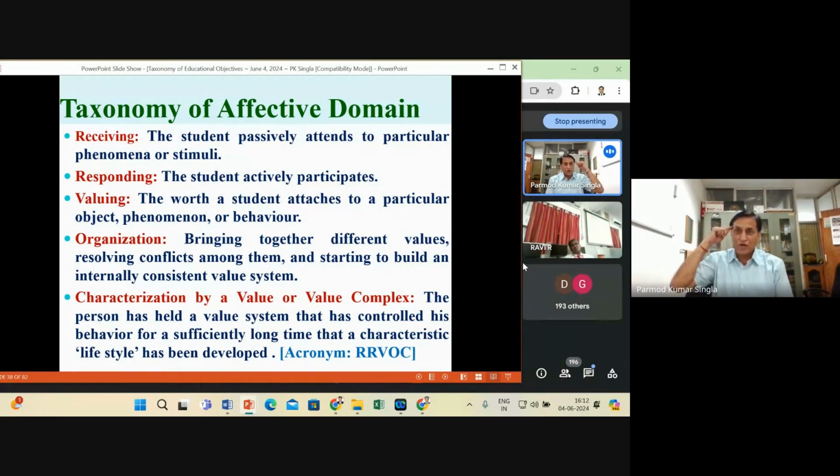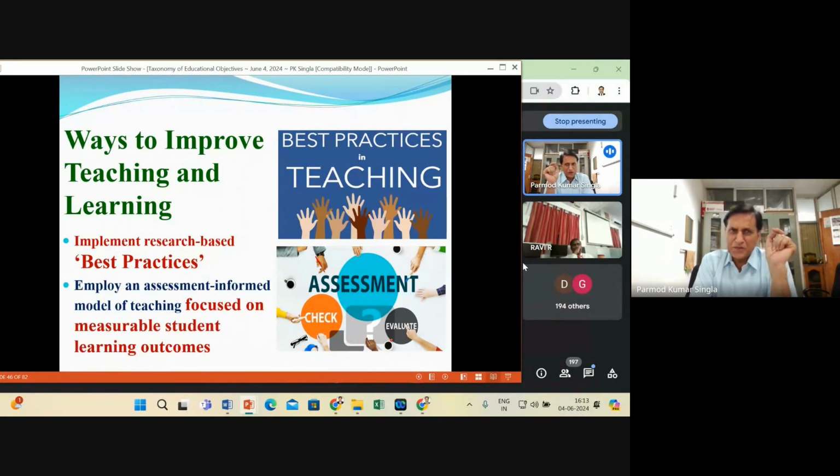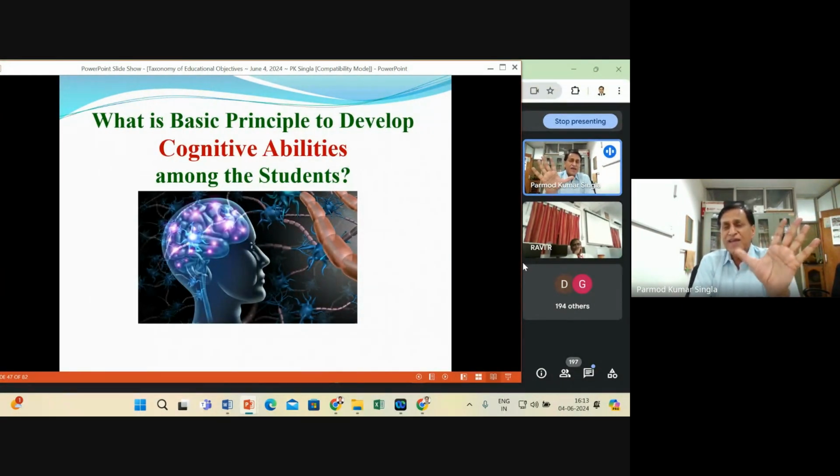As I mentioned, in the cognitive domain and the psychomotor domain, depending on the level of the program, you are deciding how much of the theory, how much of the practical, up to what level. But I say at the level of taxonomy for the affective domain, raise the level of your student to the level of characterization, starting with receiving. As I mentioned in the beginning, how do you improve the teaching learning process? By following the best practices, focused on measurable student learning outcomes: give him the situation and see how he responds to that. I will give you the basic principles of the teaching learning process for the cognitive domain, the psychomotor domain, as well as the affective domain in the next 5 minutes.